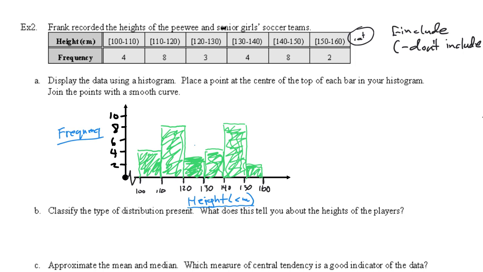Now it also says that we need to put a dot in the middle of every one of those columns at the top. So let's do that. And using that, now we can connect the dots and we can see that our graph, our histogram, has 2 humps. Now those 2 humps tell us that this is bimodal.